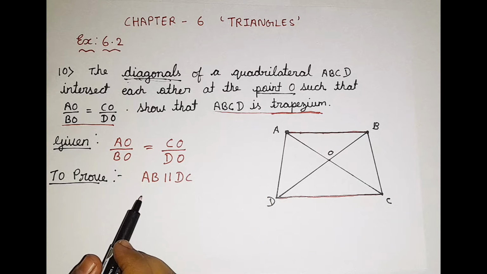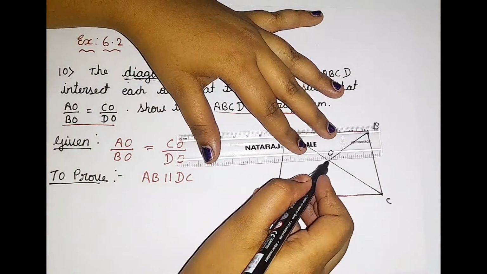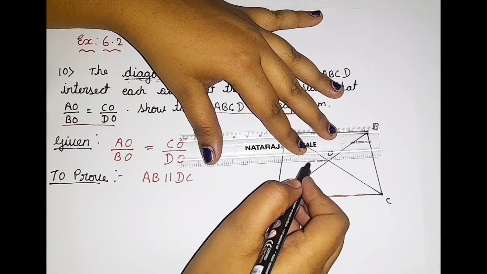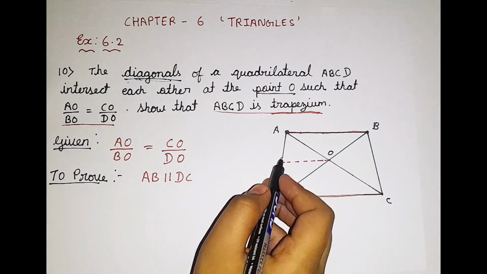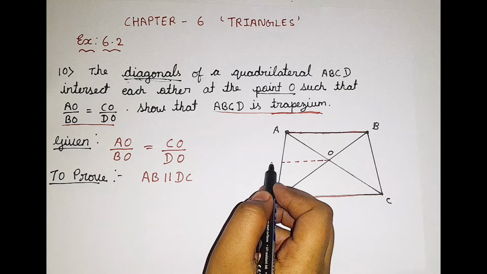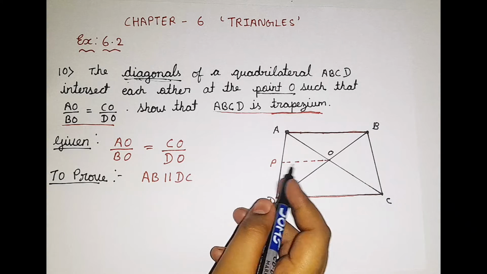Alright guys, so to prove something, we need a parallel line, am I right? But here we don't have a parallel line. So what I am going to do is construct a parallel line. Okay guys, so I just constructed a parallel line. Let me name it as P. So it is PO, a parallel line PO.